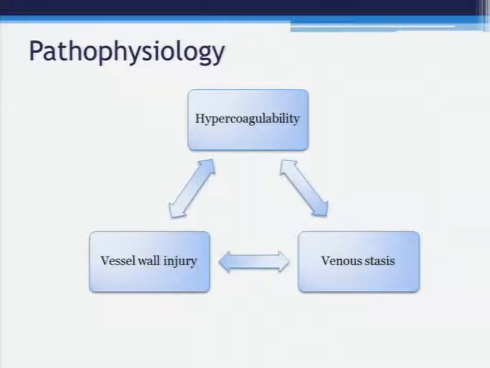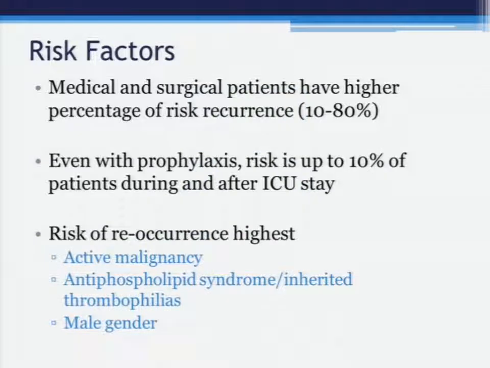So we don't know if she has an underlying hypercoagulable state, but she does have at least one risk factor, which would correlate with the studies that show that most patients have at least one. So what are our risk factors? Well, medical and surgical patients have a higher percentage of risk recurrence, and that percentage is fairly wide, 10 to 80%, based on their underlying comorbidities. That's why the variance is so wide there. But even with prophylaxis, risk is up to 10% of patients during and after their ICU stay.